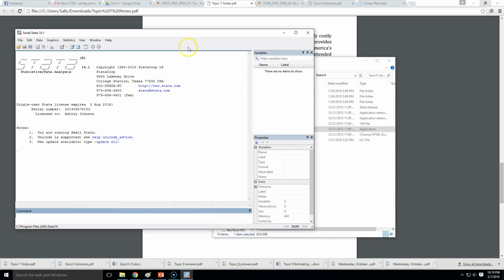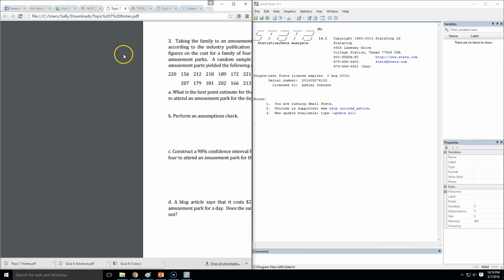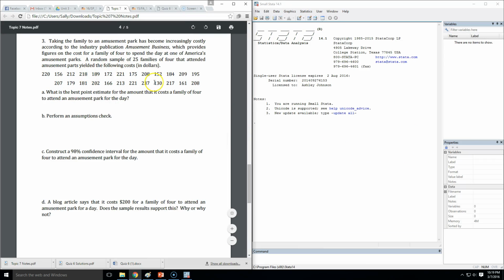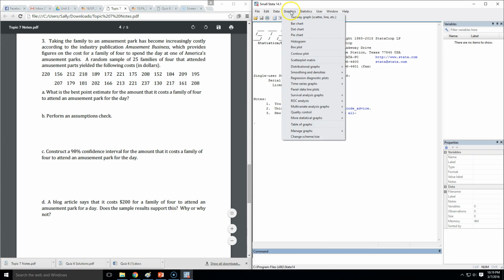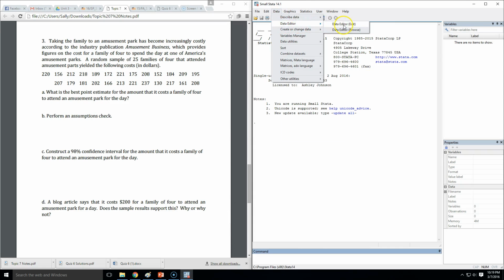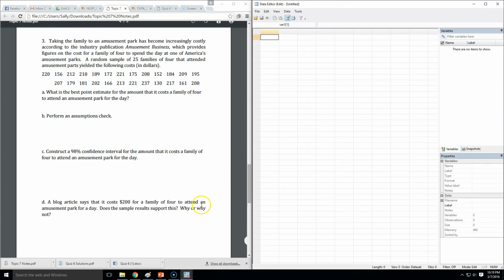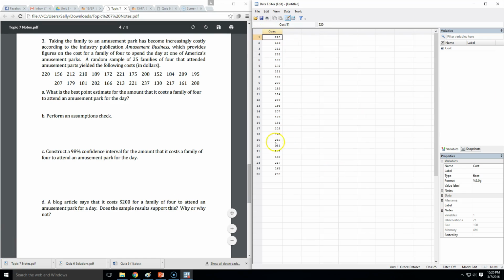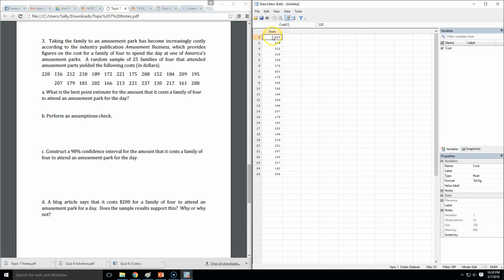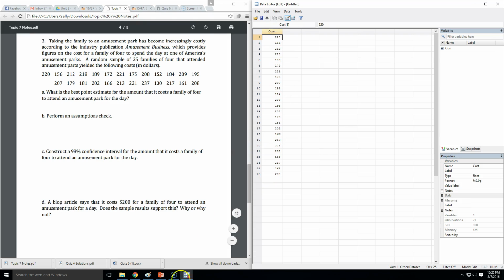So I'm going to open Stata here. So what I would do in order to answer both A as well as the normality check for B is I would enter this data into the data editor in Stata. So I'm going to pause while I do this. So just as a reminder, if your data is coming in as red, then it's not reading your variable as a numeric variable. So you can either, I would just recommend starting over, is probably the easiest.